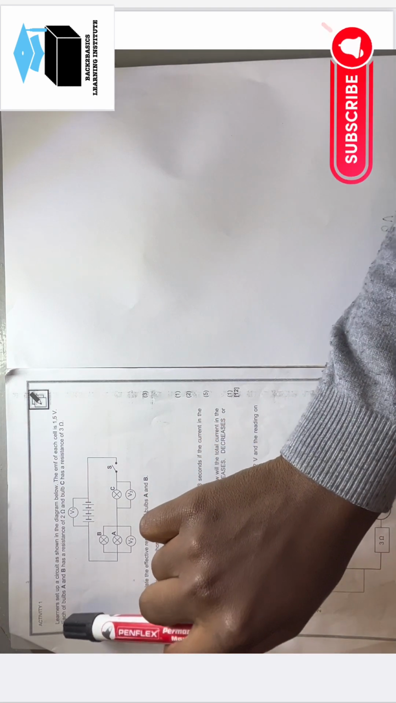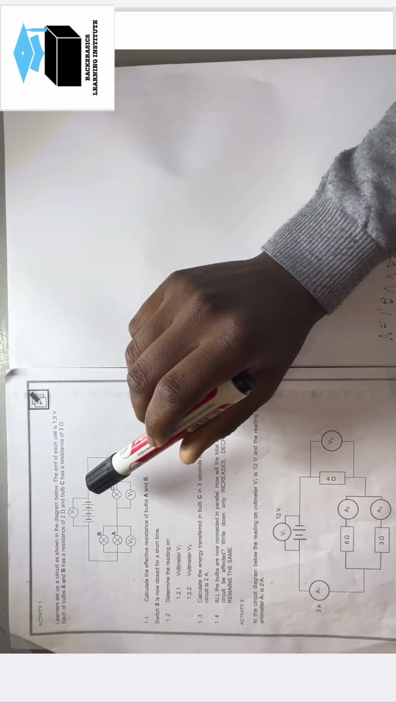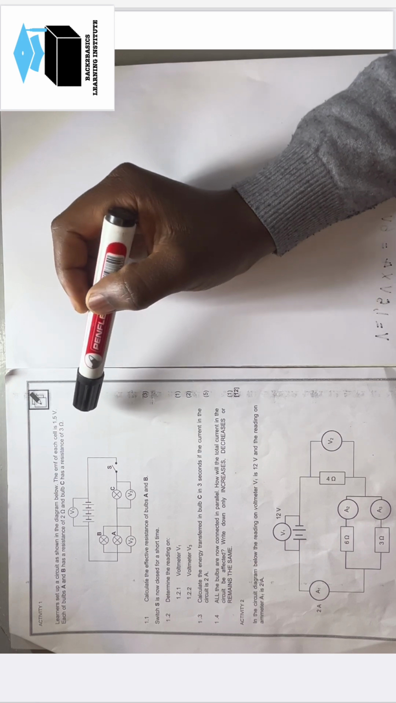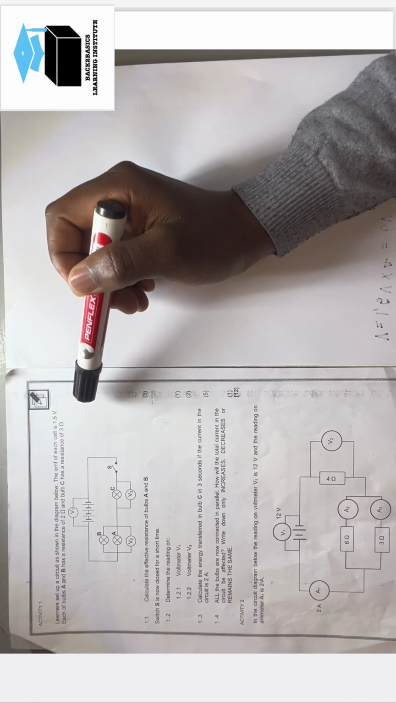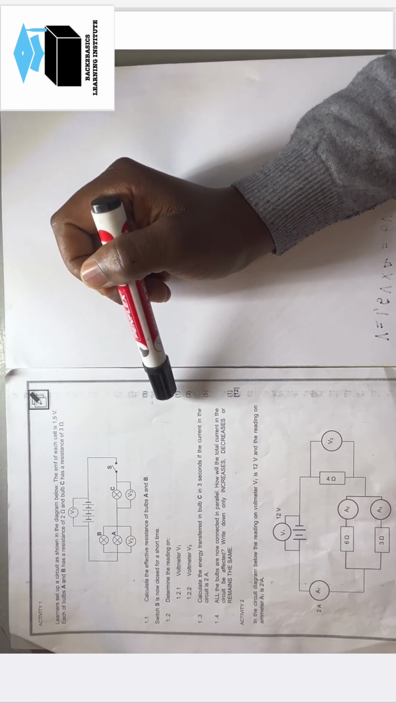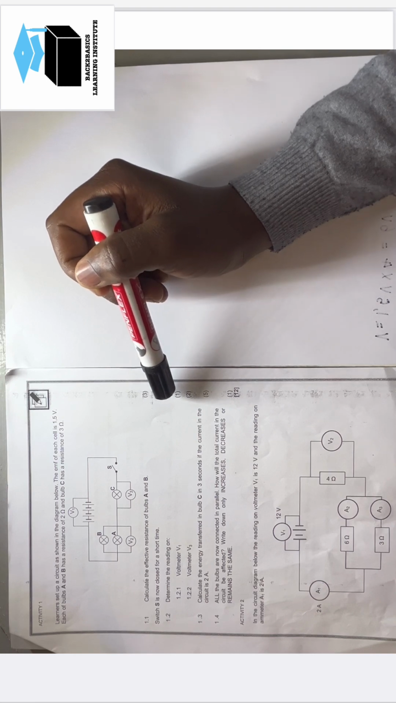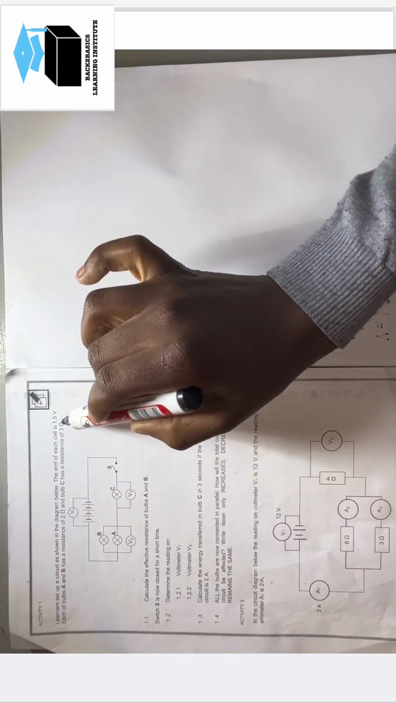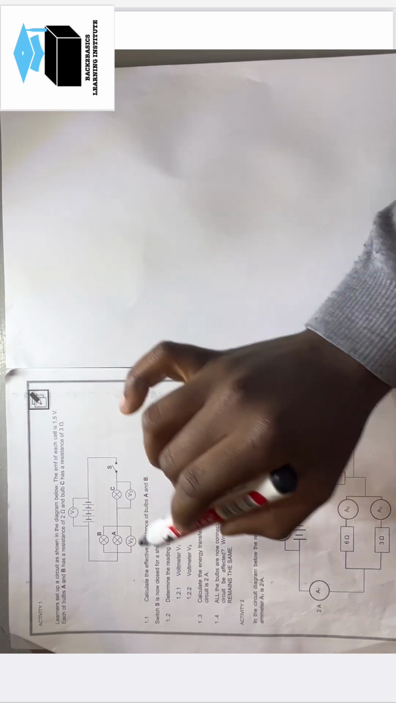Now, let's begin. Firstly, this question says, learners set up a circuit as shown in the diagram below. They say the EMF of each cell is 1,5 V, and each of the bulbs A and B has a resistance of 2 ohms, and bulb C has a resistance of 3 ohms. Right? So which means you are given that A and B are 2 ohms each, while this one is 3 ohms, you see. So now let's start here.